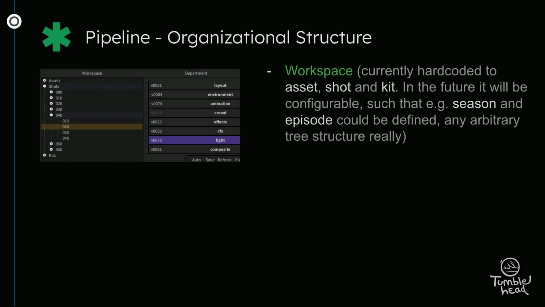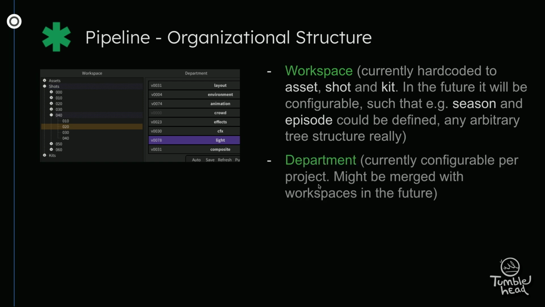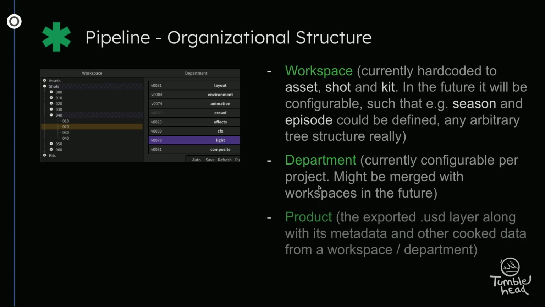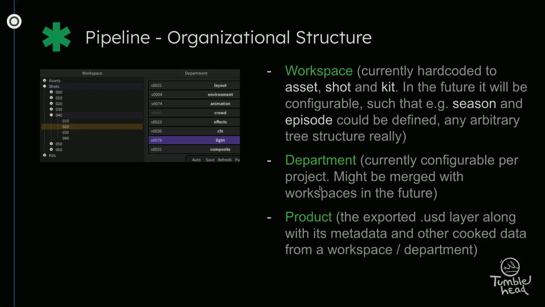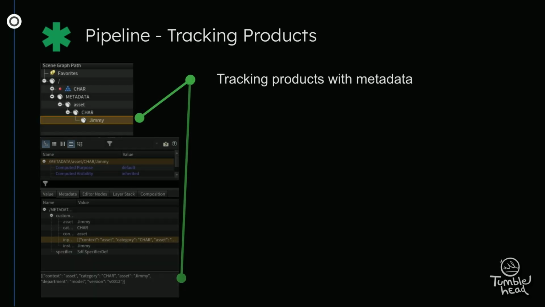So how we divided it, you have assets, shots, and kits, which are more like a collection of assets. It doesn't support seasons or episode structure yet. That is the next thing we are working on. Then you have departments, and then the products are what is outputted when you publish. So that's sort of the naming lingo.